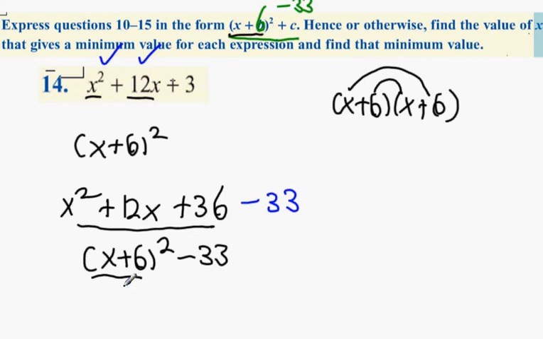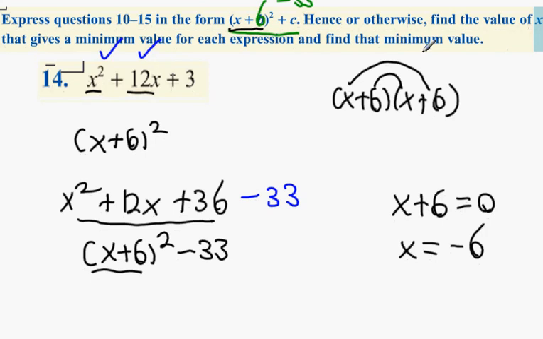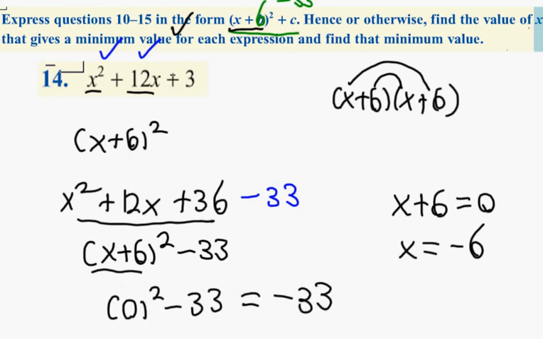So for this particular question, you write down x + 6 must equal 0 to get the minimum value. Therefore, x must be minus 6. Okay? Then, you found the value of x that gives you the minimum value. Now find that minimum value. The minimum value is going to be 0 squared minus 33. The answer to that is, in fact, minus 33.